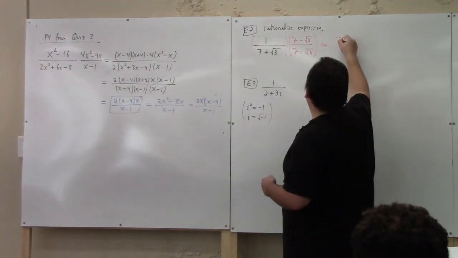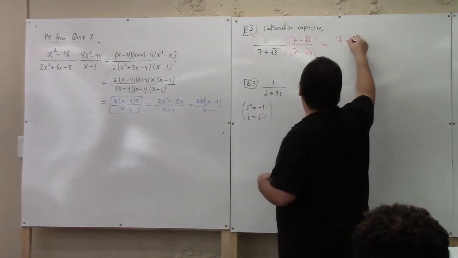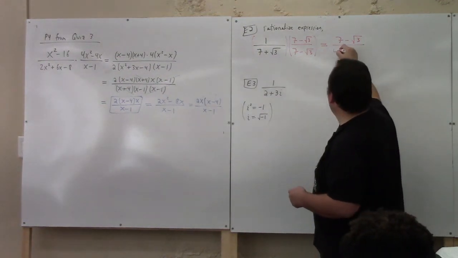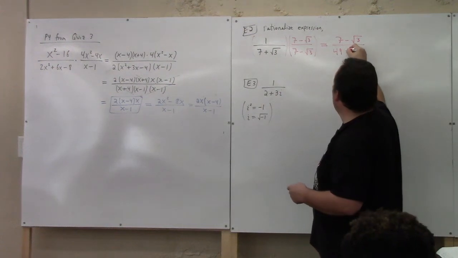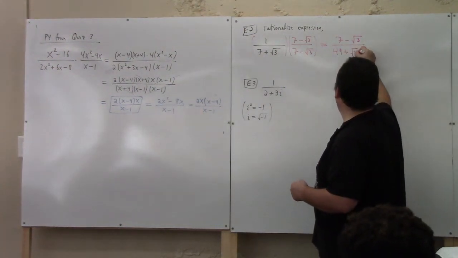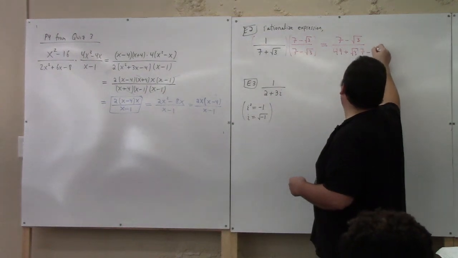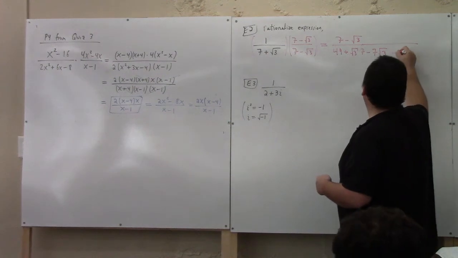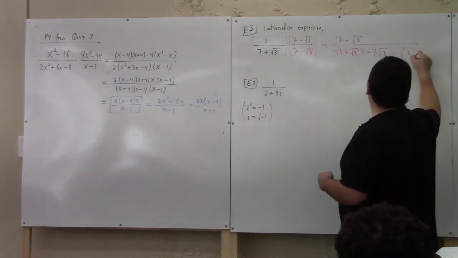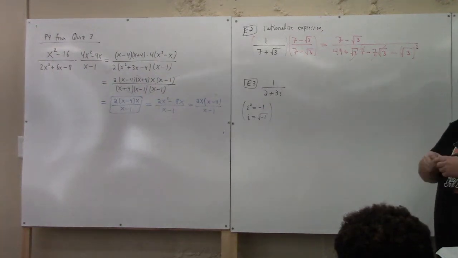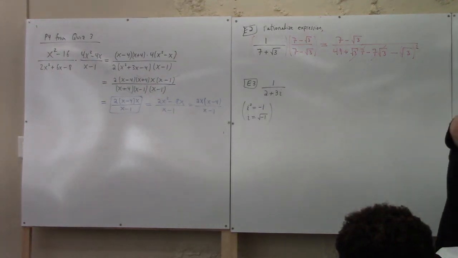And that gives us what? 7 minus the square root of 3 divided by what? 7 times 7 is 49, and then plus root 3 times 7 minus 7 times root 3 minus the square root of 3 squared, right? Notice that these guys cancel.